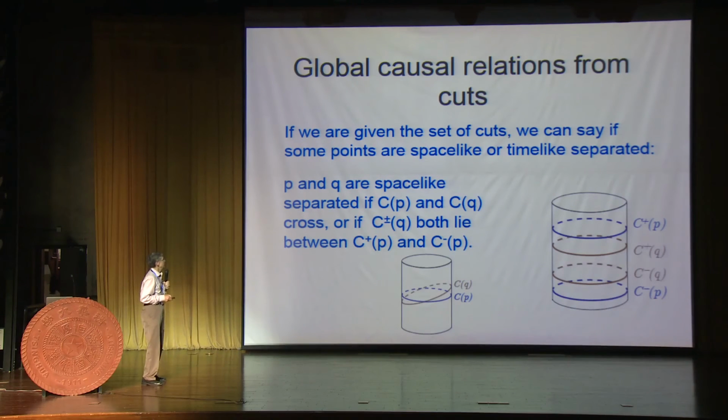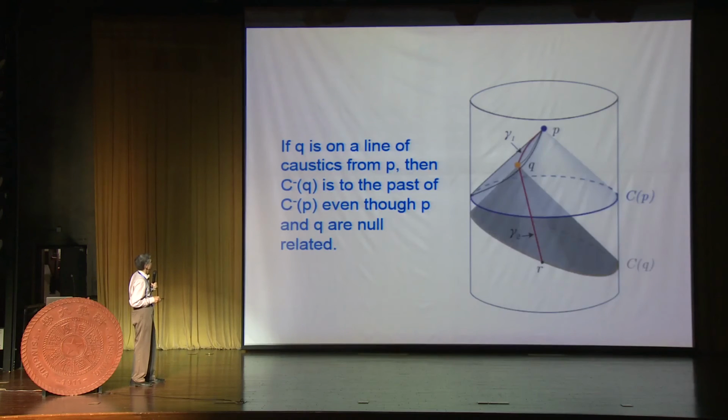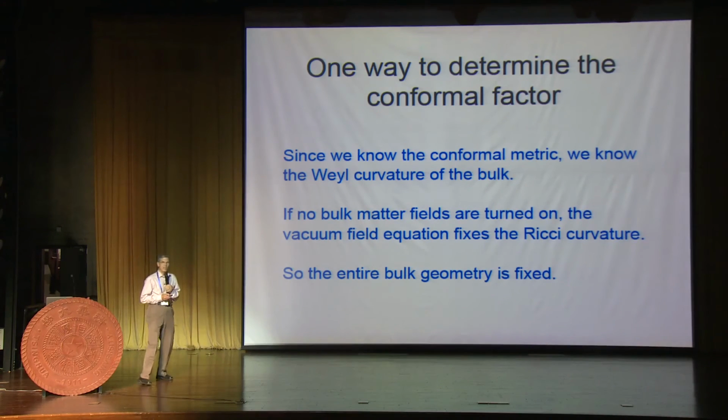All right, I'm running out of time, so I think that I will skip. One can say more from these cuts than just getting the conformal metric. So you can also say when some points are space-like separated and when some points are time-like separated. But I will skip that and just spend my last few minutes telling you about one idea to determine the conformal factor and wrapping up. This is something we're working on, but it's a sort of natural thing to do.